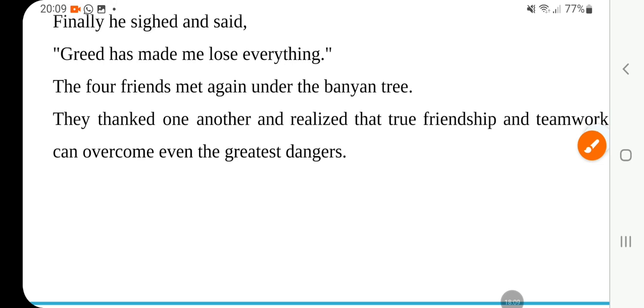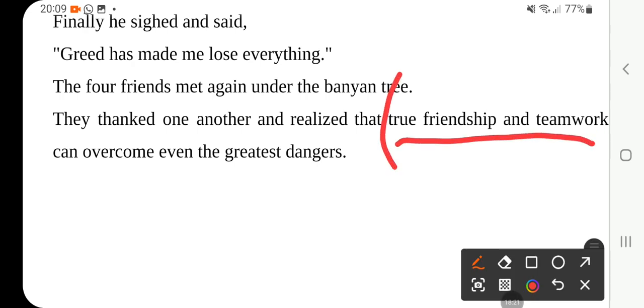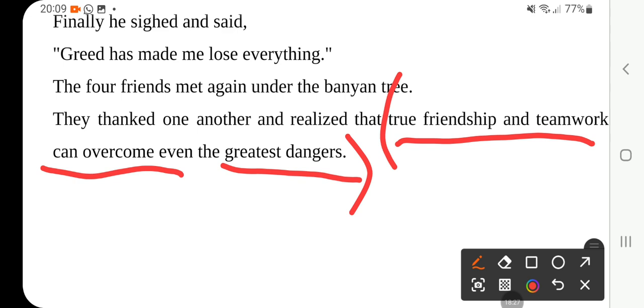The four friends met again under the banyan tree. They thanked one another and realized that true friendship and teamwork can overcome even the greatest dangers. United we stand, divided we fall. Or we can say that the message is, greed has made me lose everything.